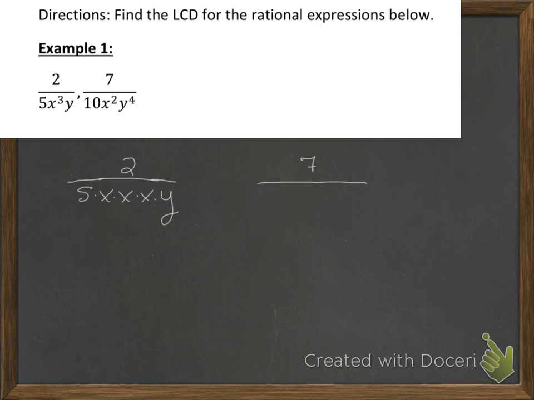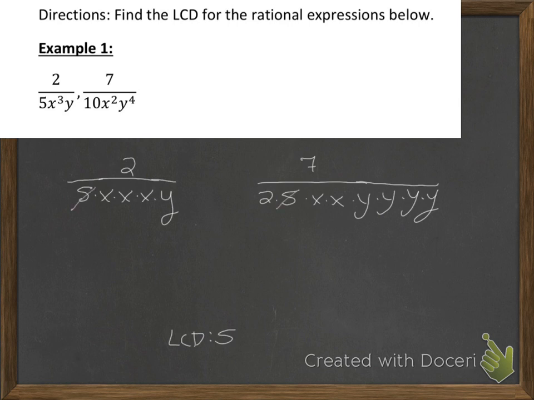Well, we have 10. The prime factorization of 10 is 2 times 5. And then we have x squared, so that's 2 x's. And then we have y to the fourth, so that's 4 y's. And remember our LCD. When we build our LCD, we take basically one of everything. Both of these have a 5 in them, so our LCD also has to contain a 5. And we can cross these out as we go.